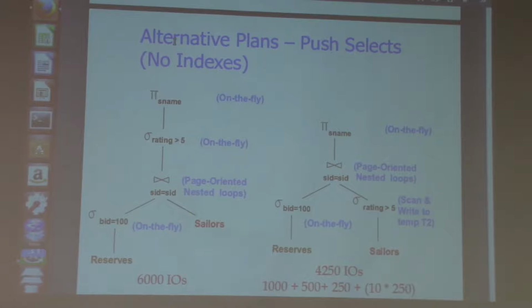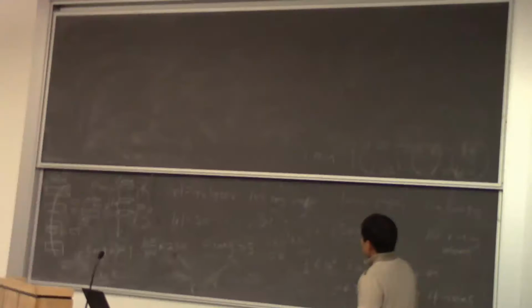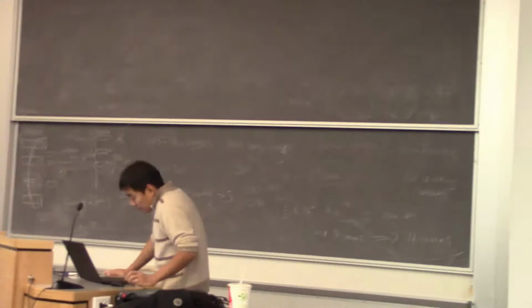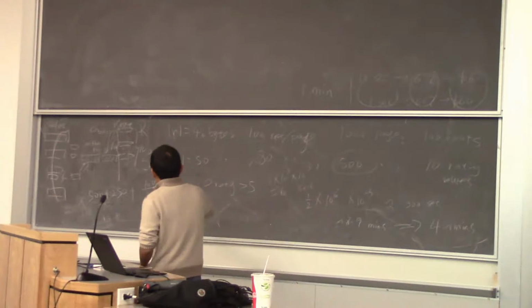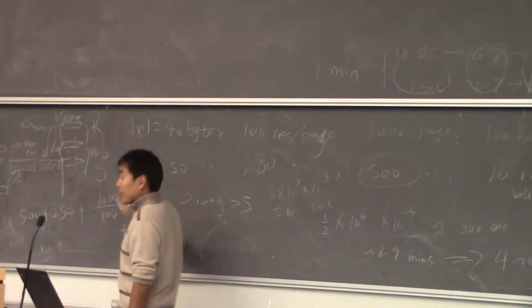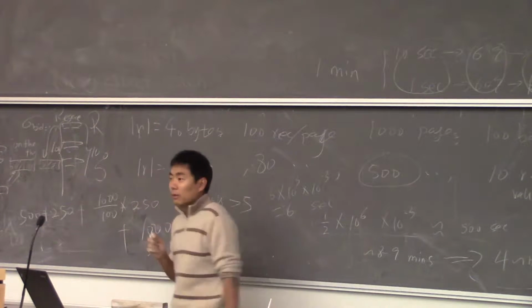So it's Sailor. How many pages does Sailor have? Maybe I confused the... You have to read in the entire... Oh, yeah. By the end of the day, you need to read this once. So there's another 1,000 I/Os over there.